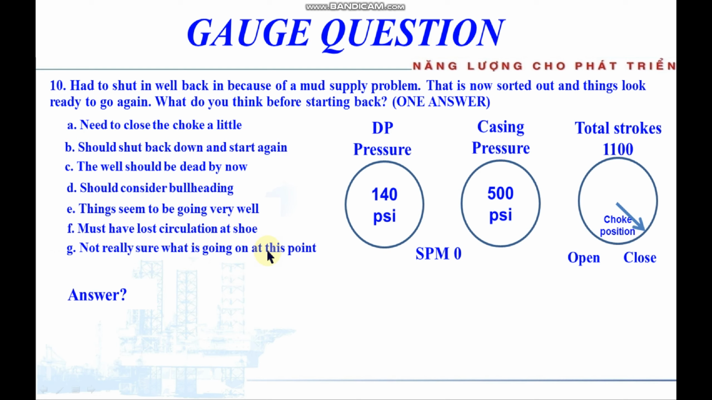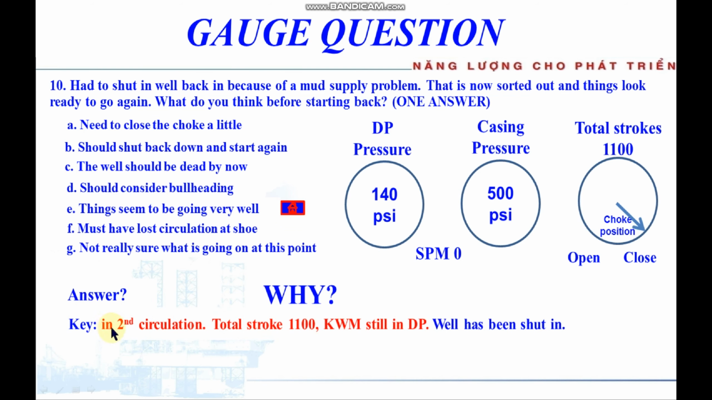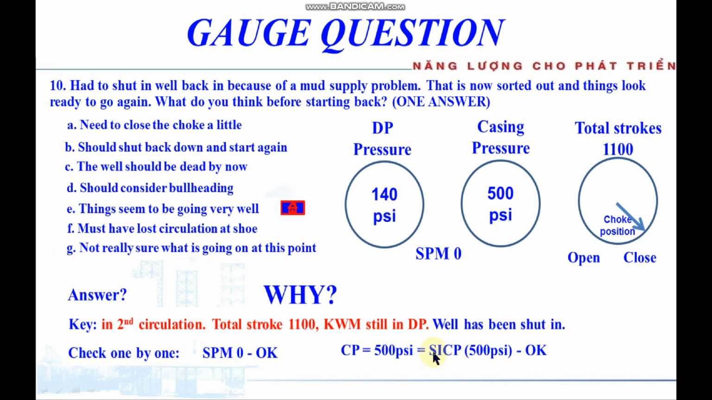Which answer? E. Things seem to be going very well. Why? Still in the second circulation. Total stroke 100. The pump weight is in Dubai, where I have been shut in. Take one by one. Stroke will reach 0, that's okay. Casing pressure 500. Keep constant. That's okay.